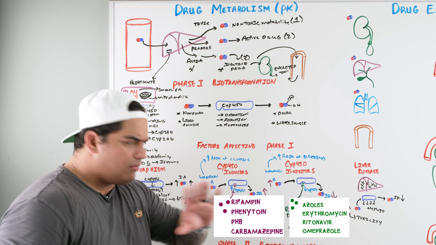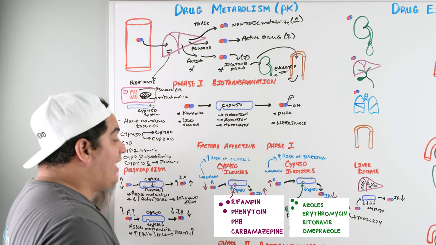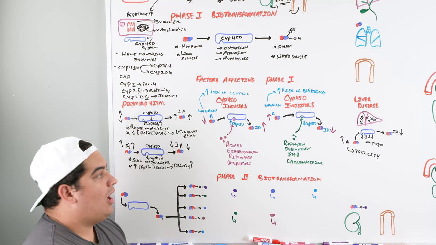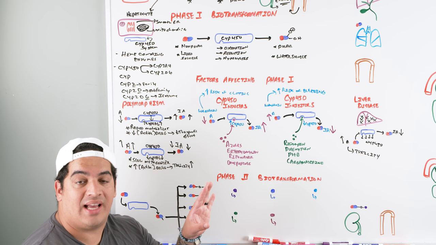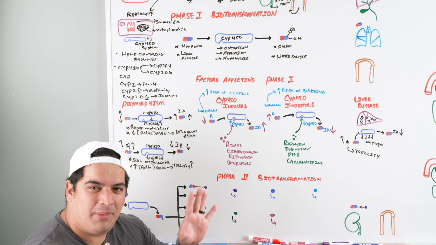I hope that makes sense. All right, we talked about phase one biotransformation. Now we've got to talk about phase two biotransformation. Phase two has nothing to do with the cytochrome P450 system, right? You're like, oh, thank goodness. But they've got all these annoying names, so it's going to be a little bit annoying. I want you to understand the significance of phase two.